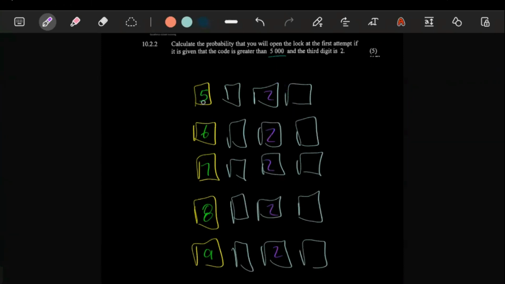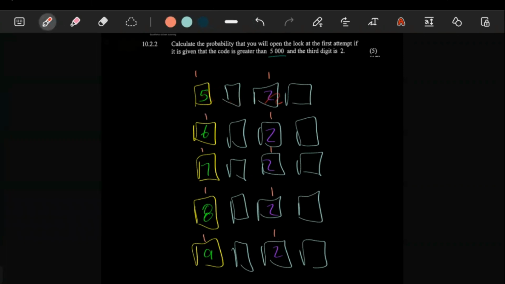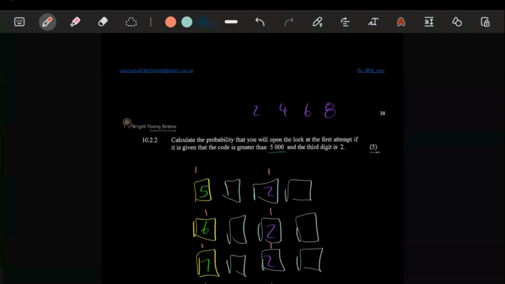What that means is in this position, one option. Now, the key thing is what we already know: if a number is going to start with a 5 and the third number is a 2, automatically it means that 2 values have been used up, right? 2 numbers have been used up.